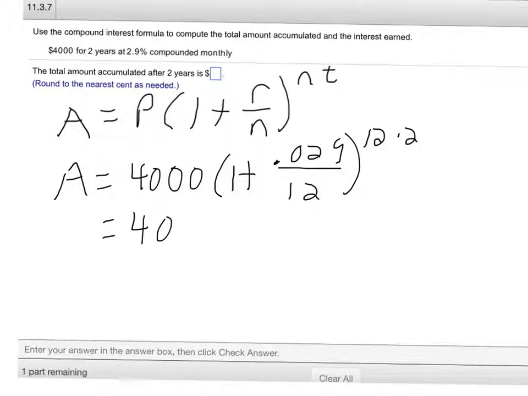So it's 4,000. And it's 1 plus 0.029. I can go ahead and multiply the 2 times 12, and I get 24. So I want to put this part here in a calculator. How do you put that in a calculator? That's going to vary with the calculator you have. You maybe want to start with this part, the 0.029. I've got a calculator here beside me, and I'll take 0.029. I'm going to divide that by 12 and then add 1 to it.